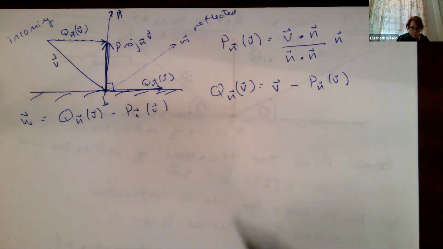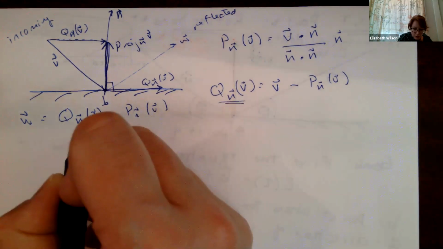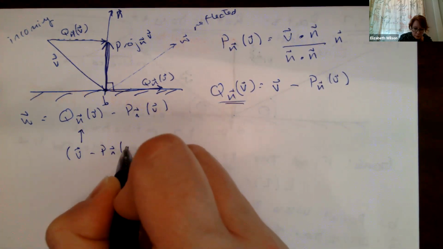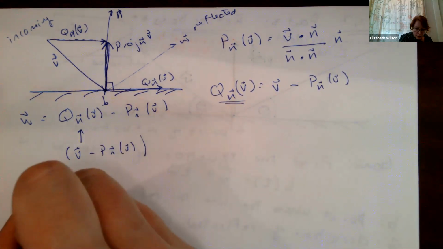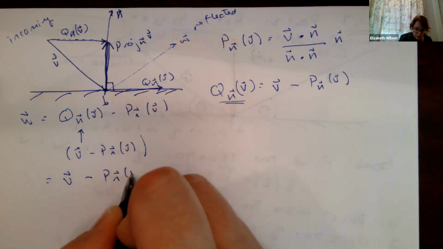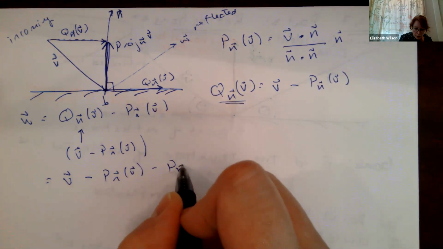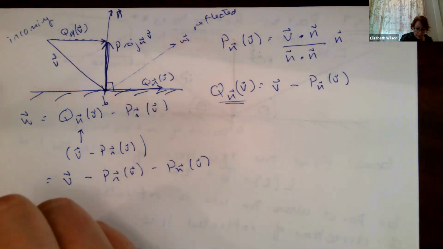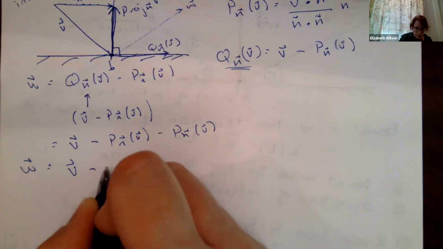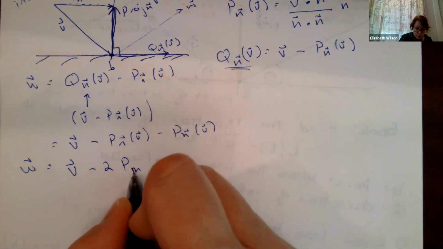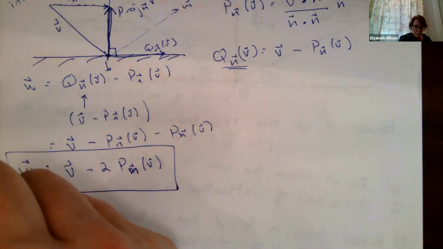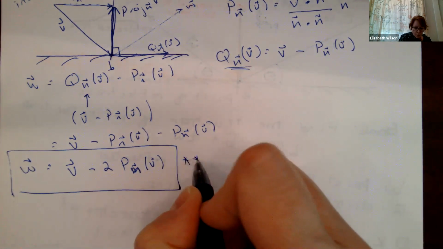Okay. So now here I'm going to substitute in V minus the projection. Right. So now I get W equals V minus the projection of V, minus the projection onto V. So my reflected vector is equal to my incoming minus 2 times the projection. Super important. Put a couple stars on that one.